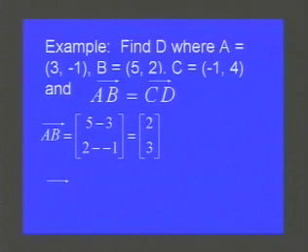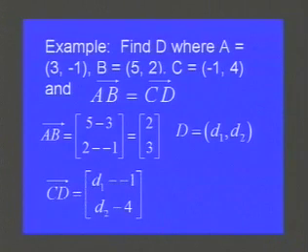Okay, now I know that CD is also supposed to be 2, 3, but I need to give D a name, so I'm going to call D D1, D2. This is really the simplest way I've found to do this problem. You just turn it into an algebra problem, so that CD is going to be D1 minus -1, D2 minus 4.